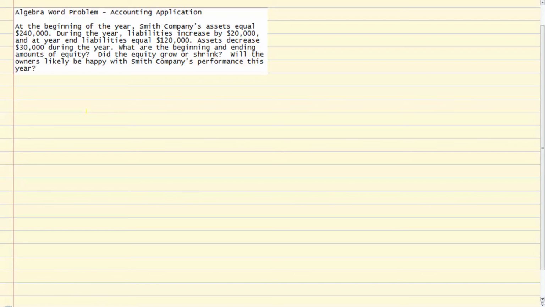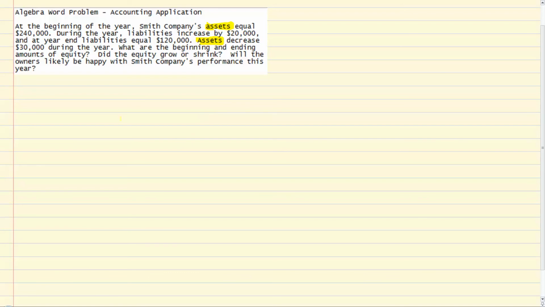So without further ado, at the beginning of the year, Smith Company's assets equal 240,000. During the year, liabilities increased by 20,000, and at year-end, liabilities equal 120,000. Assets decrease 30,000 during the year, and we're asked to find what are the beginning and ending amounts of equity. Did the equity grow or shrink? Will the owners likely be happy with Smith Company's performance this year?